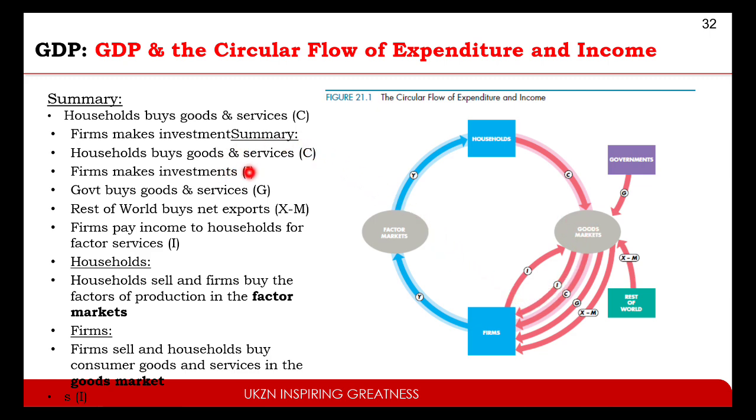And then G, government buys goods and services. So it makes sense over here. The government, G, buys, and the money travels from the government to the firms because they buy the stuff from here. Government also buys from businesses.